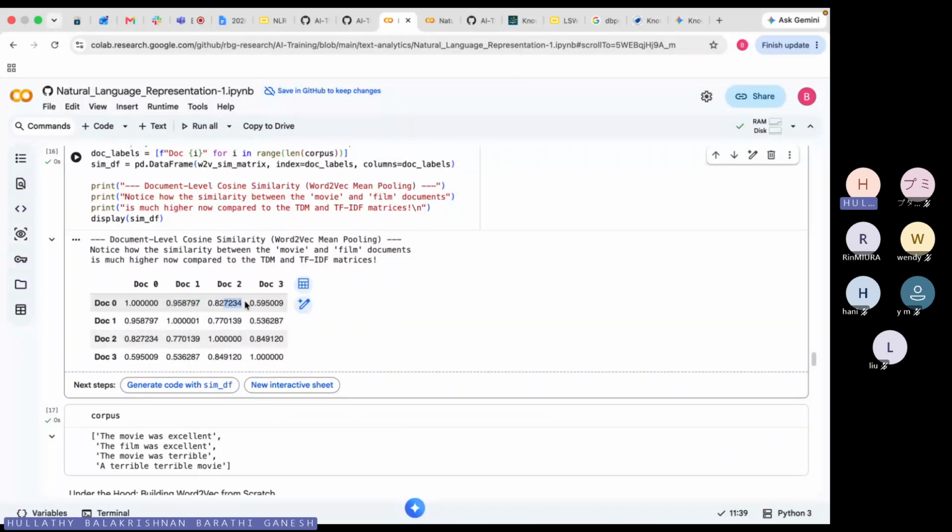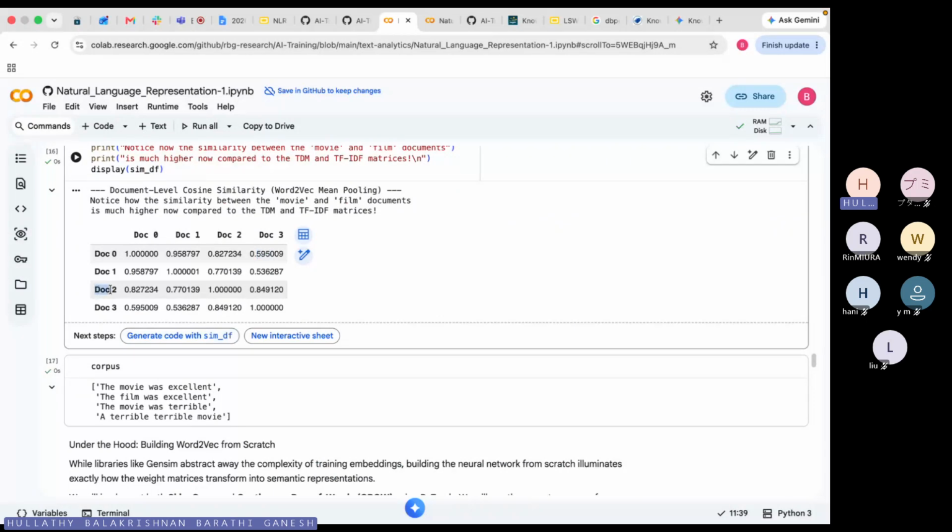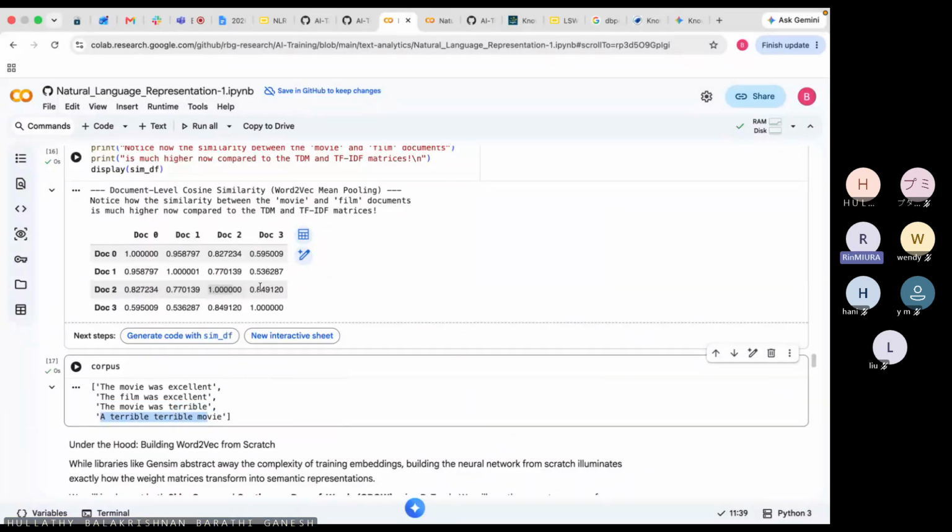But coming to document 2 and document 3, the movie was terrible, the terrible movie. Here you can see that as the words change, the similarity values get reduced. Coming to the negative statements, document 2 similarity is 1, that is self similarity. And document 2 and document 3 is 84. That is between this movie was terrible and terrible movie. The vice versa is also applicable. This is just a reflection matrix.